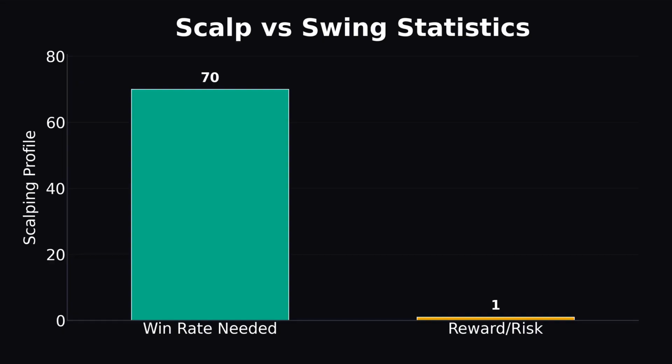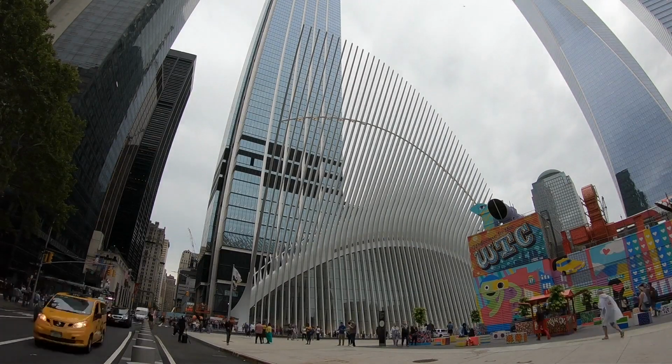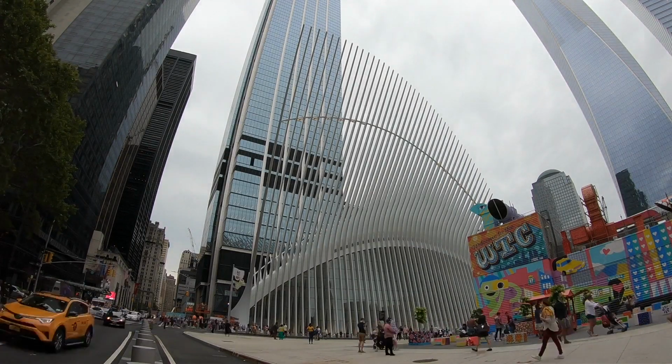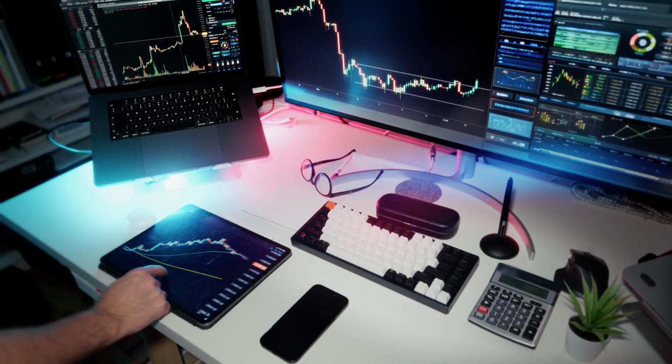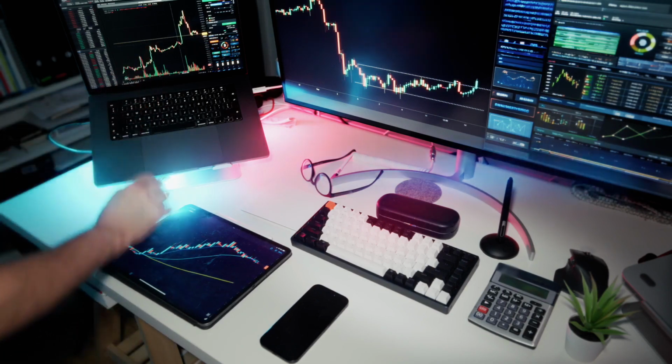Comparing scalping to swing trading. Swing traders need a 40% win rate because they aim for 2:1 reward/risk. Scalpers need 60 to 70% because they aim for 1:1. Which style fits you? If you prefer high activity, quick decisions, and hate holding trades overnight or through deep pullbacks, price action scalping is your path.